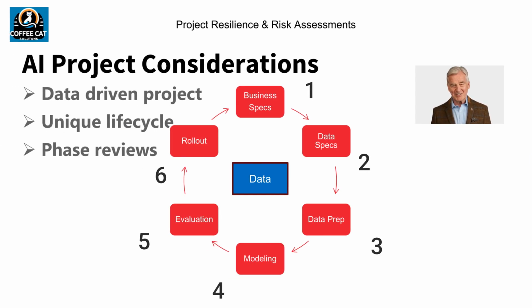Given the increasing use of AI, I thought a few slides on AI project risks would be of interest. AI projects are different from traditional coding, COTS, or infrastructure projects in that they are data-driven, have a unique life cycle with activities, tasks, and risks that need phase-related reviews. AI projects are very different from the IT projects most of us are used to.